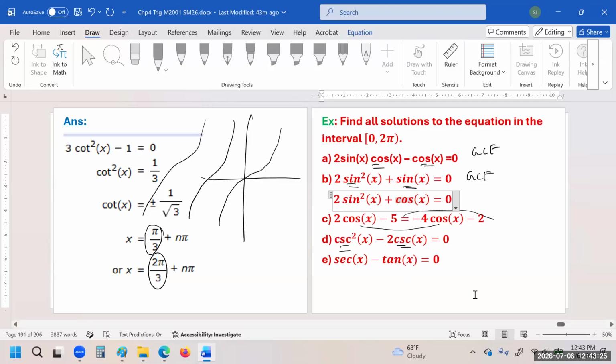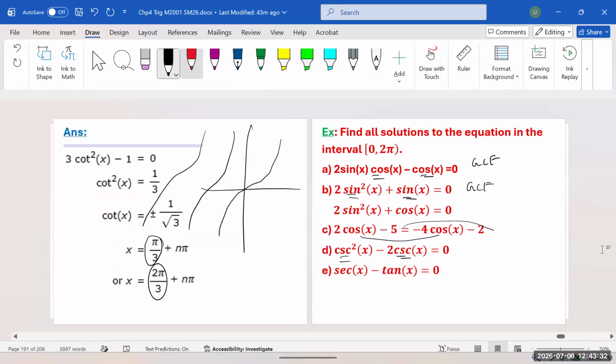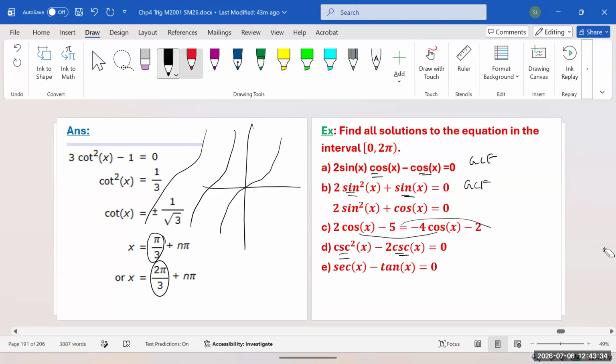Okay. So try this by yourself. This one is quadratic. Okay. So you need to use identity. And this one also, you need identity to convert them. Identity. Okay. So enjoy doing them. See how much you can do.